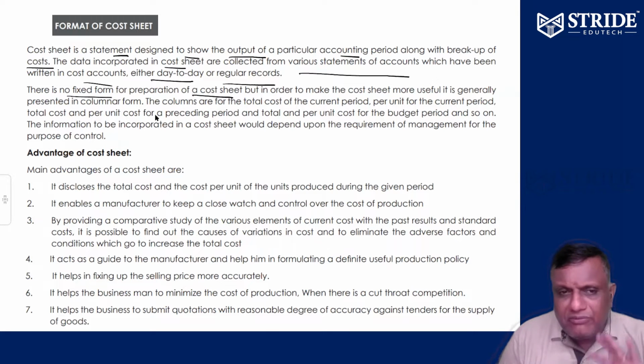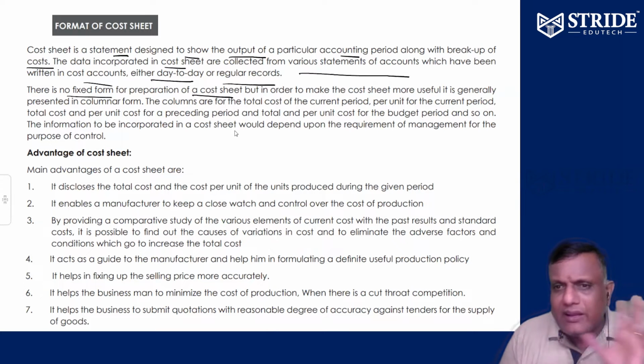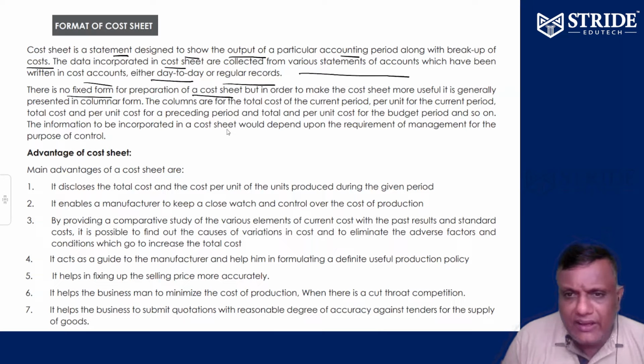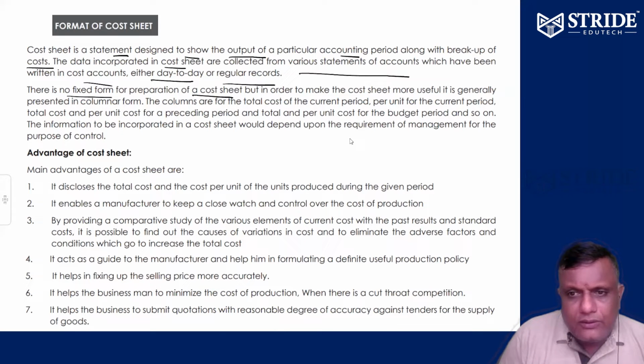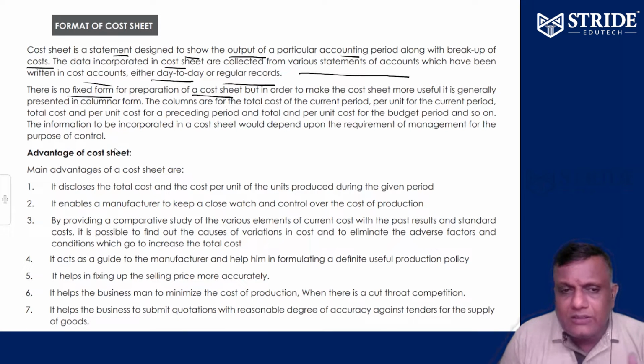There is no fixed form for a cost sheet, but I can give you just an idea, a rough form. What is the total cost? What is the per unit cost? What is the fixed cost? What is the variable cost? Some idea we can give, so that the management is able to get an idea of how much cost is involved.